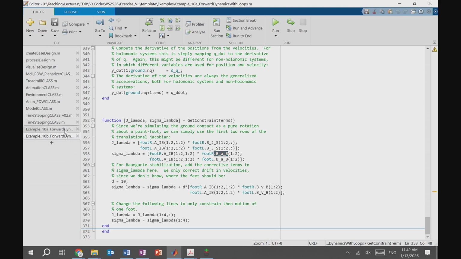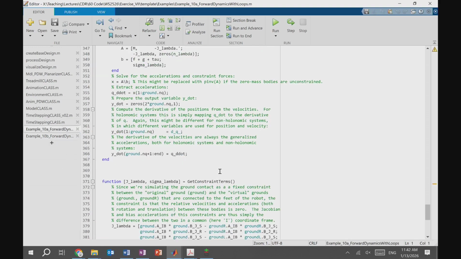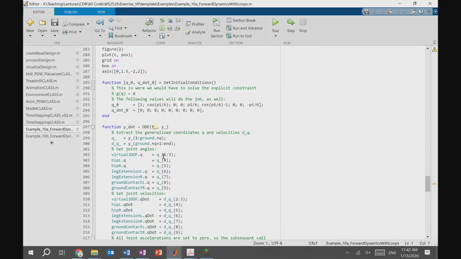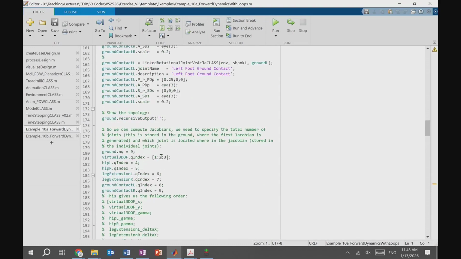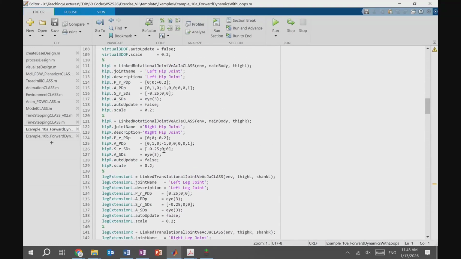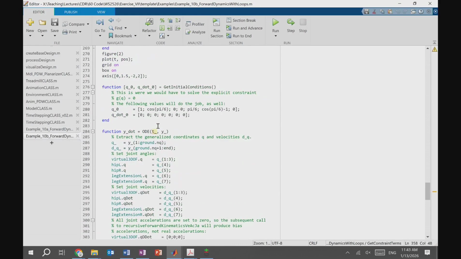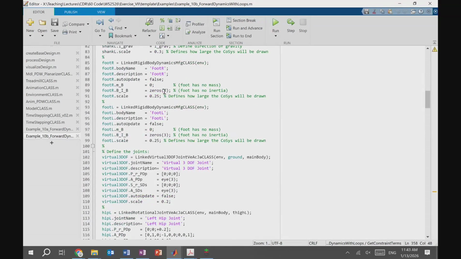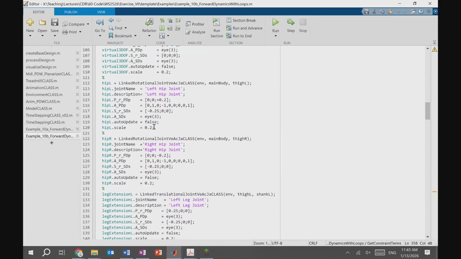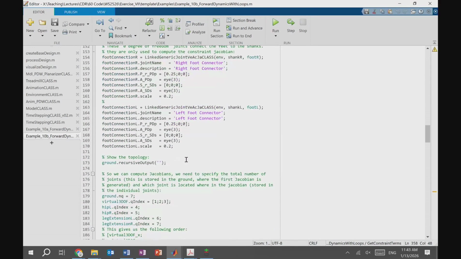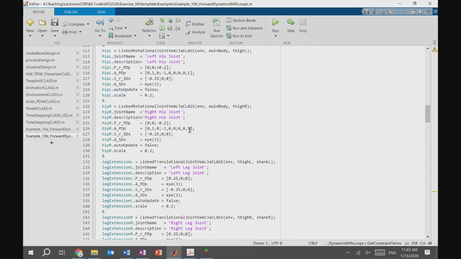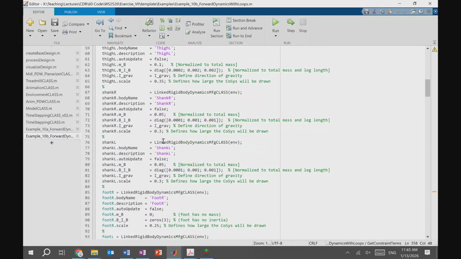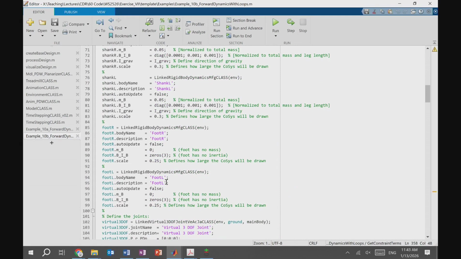And I have implemented this as well in our examples for the next exercise. It means that my system is set up a little bit differently. So here, maybe I'll show you this first. When we set up the system, we had these bodies, and I had a left foot and a right foot.